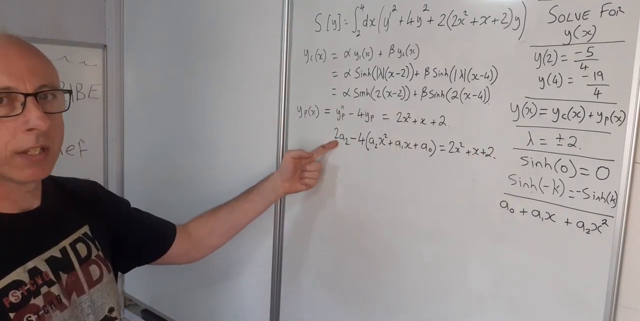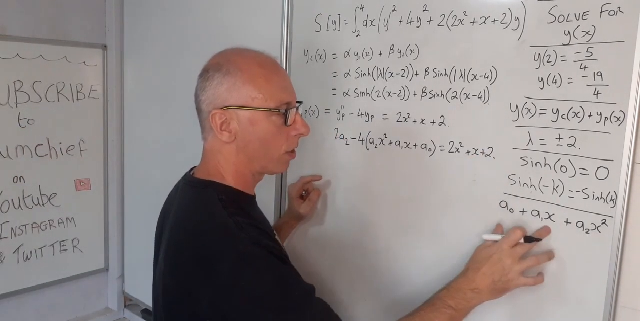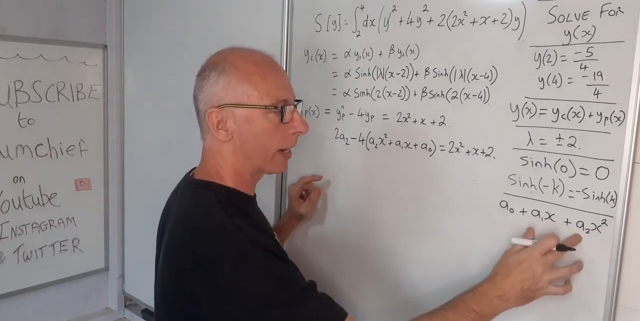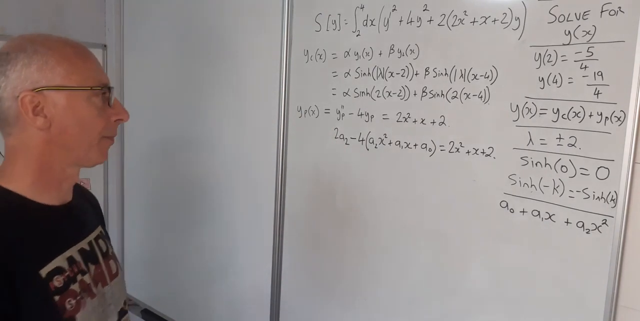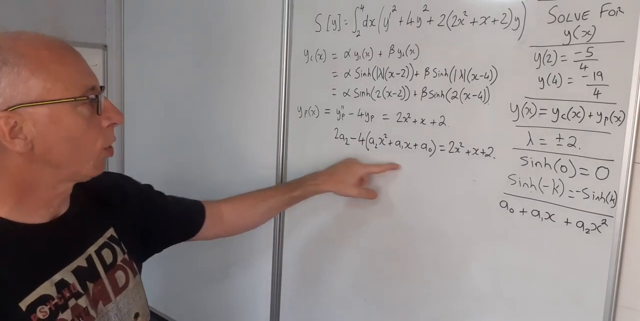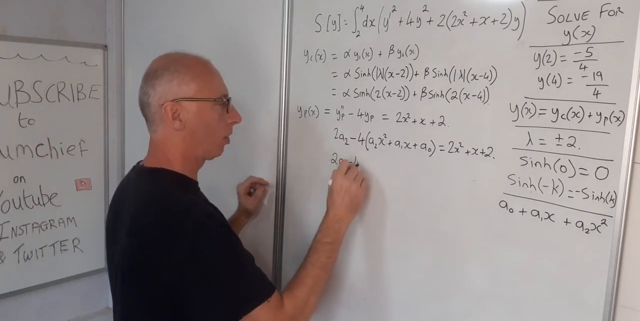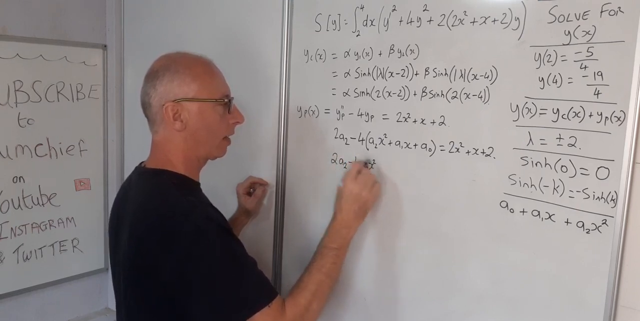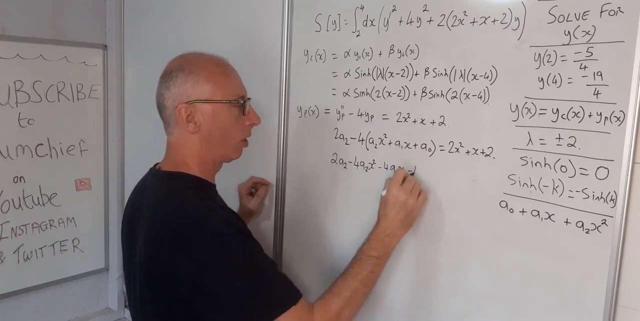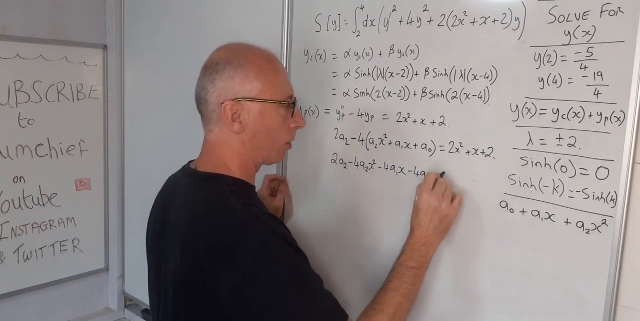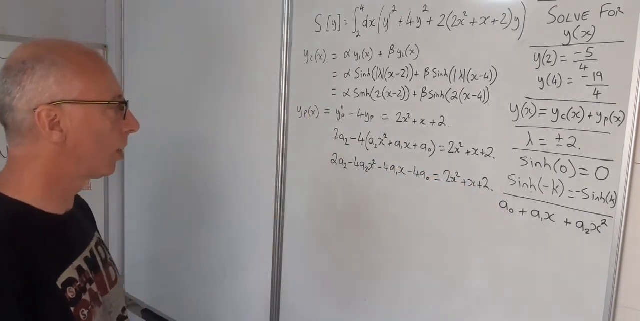So now you can see why this a2 becomes 2, because if we take the second derivative of this, you're going to lose these two terms, and your x squared will become 2x, and then 2x differentiates into 2. So therefore we've got the 2 for the a2 here. Okay, so now I'm going to multiply out by this 4 here. So now I've got 2a2 minus 4a2x squared minus 4a1x and minus 4a0, and that equals 2x squared plus x plus 2, thus giving us our particular solution.